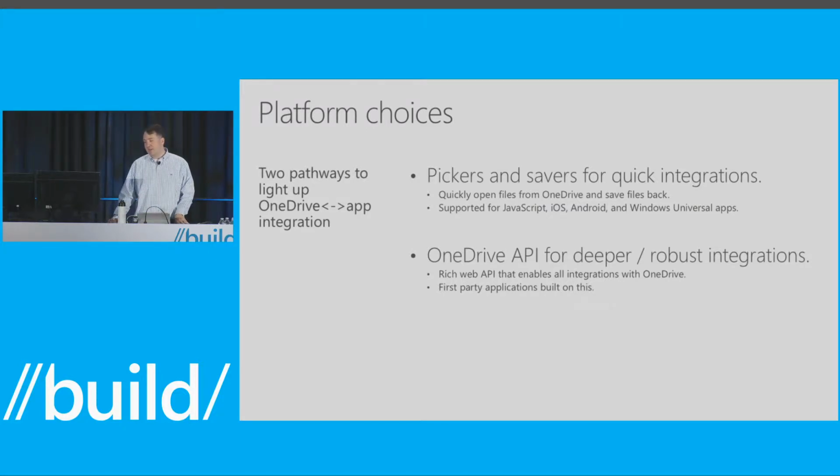And then we have a brand new OneDrive API, which I'll be spending a lot of time talking about, which is for deeper solutions. So if you want to do more than just writing a file or just opening a file, if you want to sync changes back and forth between OneDrive, if you want to deal with thumbnails, if you want to deal with sharing links, any of those more advanced features, then the OneDrive API is really the way to go. I'm going to spend a little time going into both of these. We're going to start off with pickers and savers, and I'll do a couple demos there just to show you quickly how those work, and then we'll do a deep dive into the OneDrive API, and you can see how more robust solutions work.